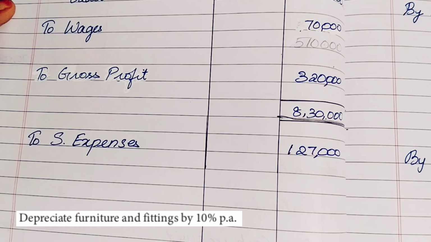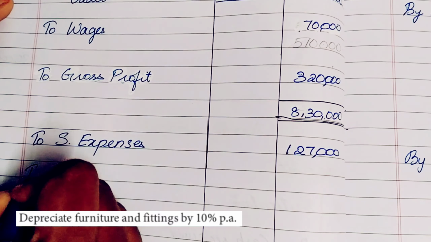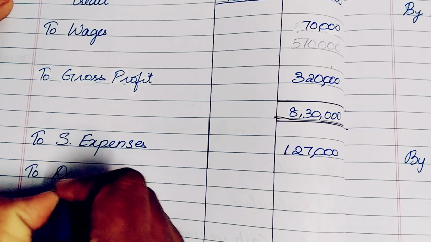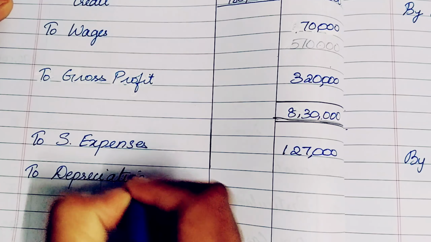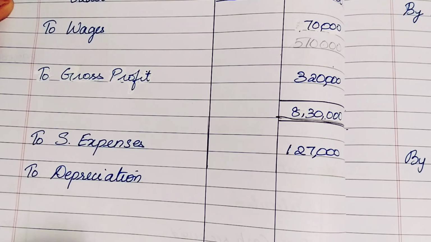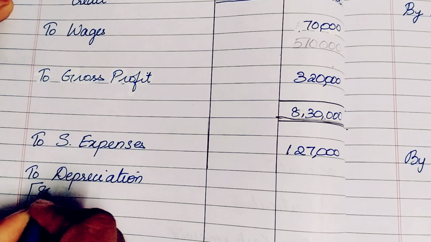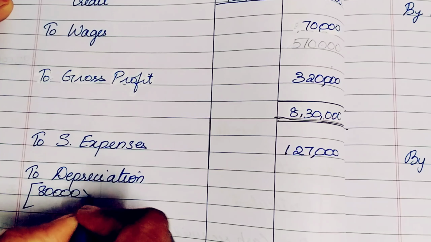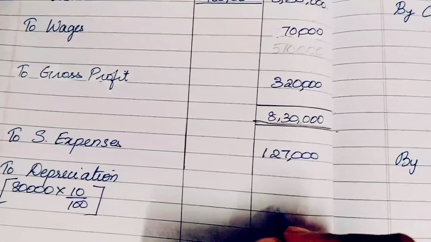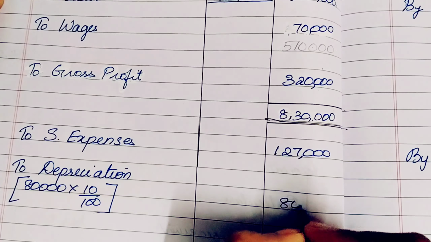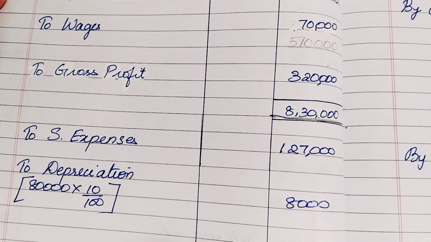Next in line we have depreciation, which is the last line of the problem. In the additional information they said depreciate furniture and fittings by 10%. So to depreciation on furniture and fittings. First see how much is furniture and fittings from the other information, that is 80,000. So 80,000 into 10 by 100. So when you calculate 10%, it's going to be 8,000 rupees as the depreciation recorded in the debit side of the profit and loss account.